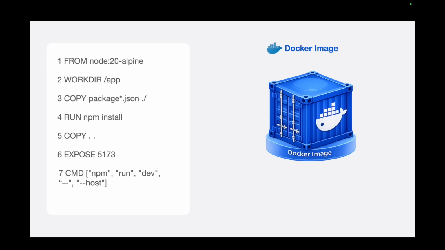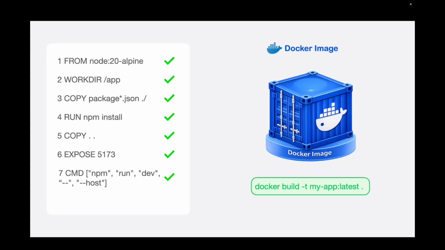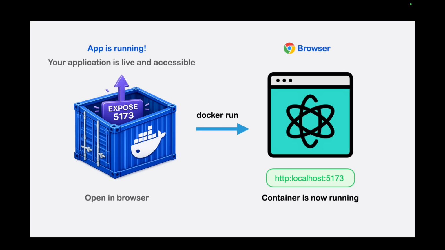Now let's understand a few things. So this is the Docker image, and this is the command with the help of which you can build the Docker image: docker build -t to give a name or tag to our Docker image, my-app:latest. When we run this command, Docker is going to run all these instructions that we have listed in our Dockerfile. And once the Docker image is created, you can simply run the docker run command that I showed you previously, and cool, finally your application is live and your container is running.